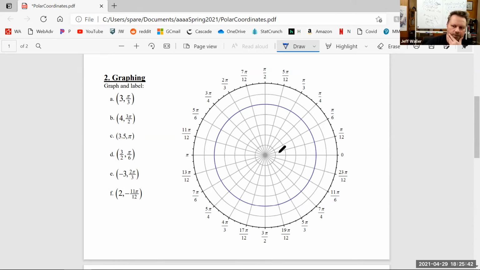All right. So if I'm facing pi over 3 and I want to walk 3, I just have to go 1, 2, 3. There's the point.